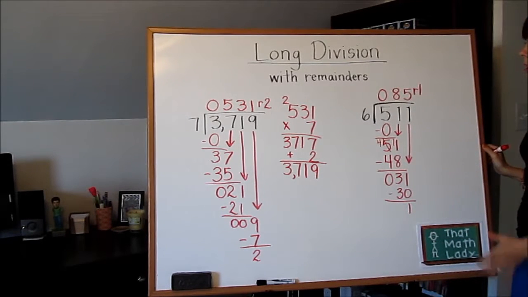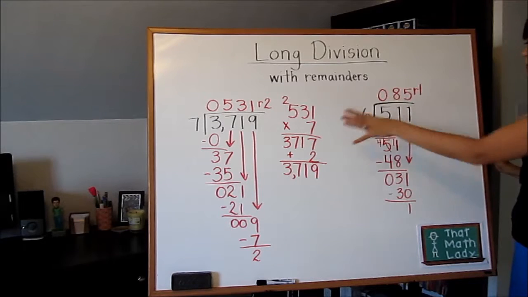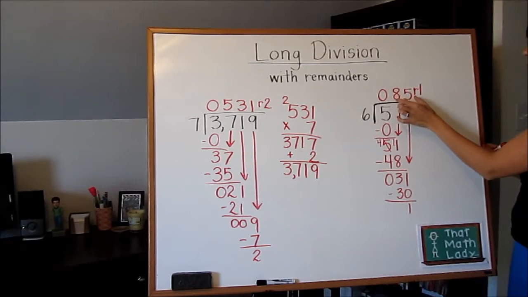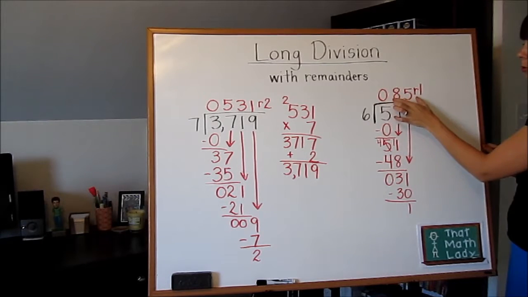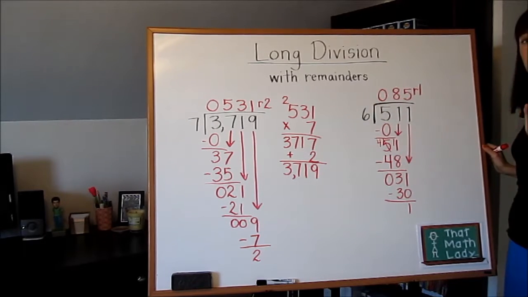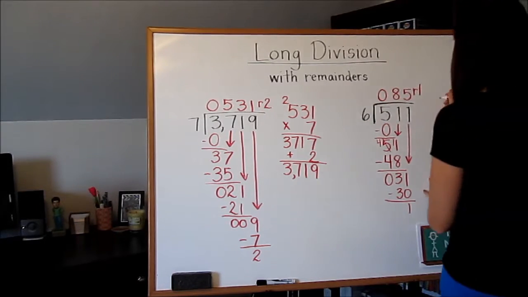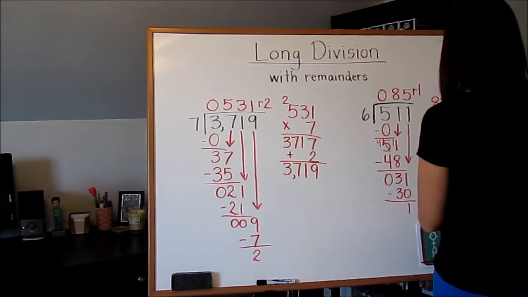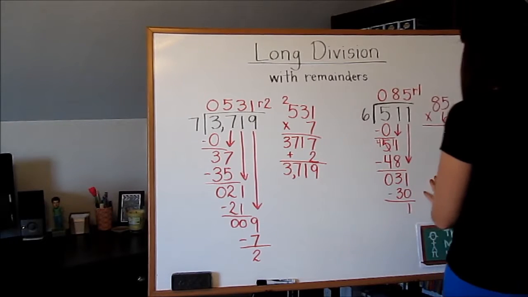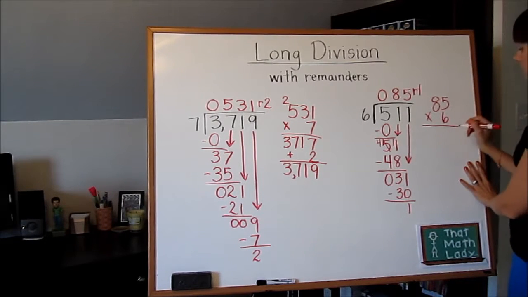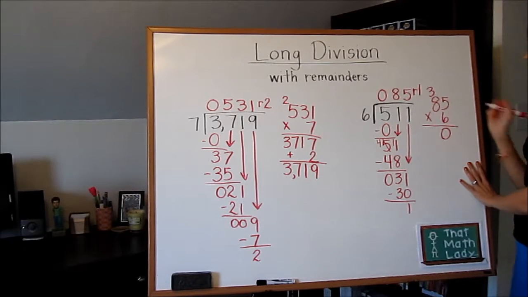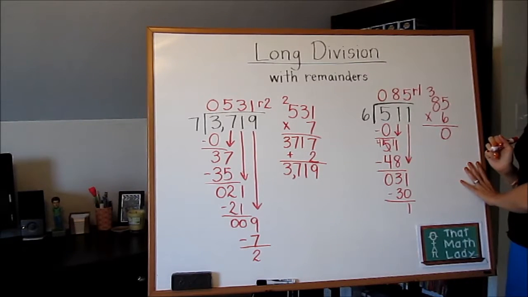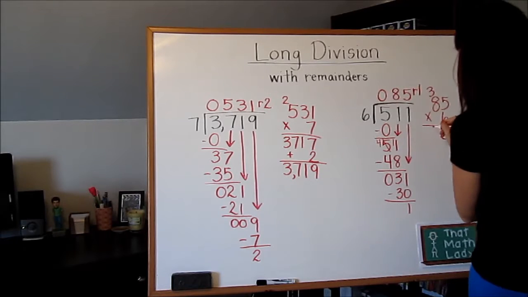Okay? So now I'm going to check my work just like I did over here, where you take the number on top and you multiply it by the number on the side. This is your quotient and this is your divisor. I'm going to multiply those two numbers. 85 times 6. Okay. 6 times 5 is 30. And 6 times 8 is 48. Plus 3 more is 51.